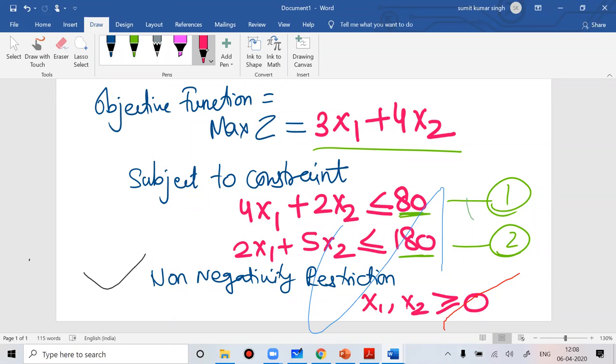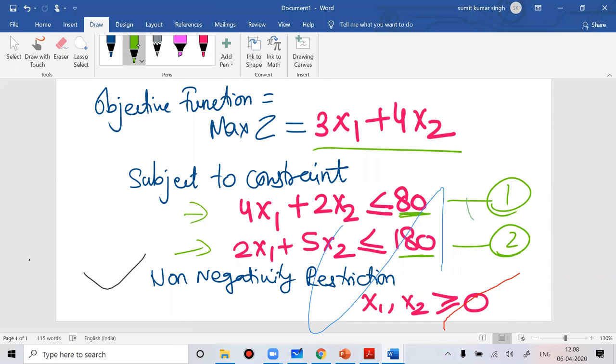We are creating a mathematical model, and we want mathematics to solve this problem. The mathematics has to maximize 3x1 plus 4x2, keeping these two constraints in mind. It is possible that maths can give you a negative value also.